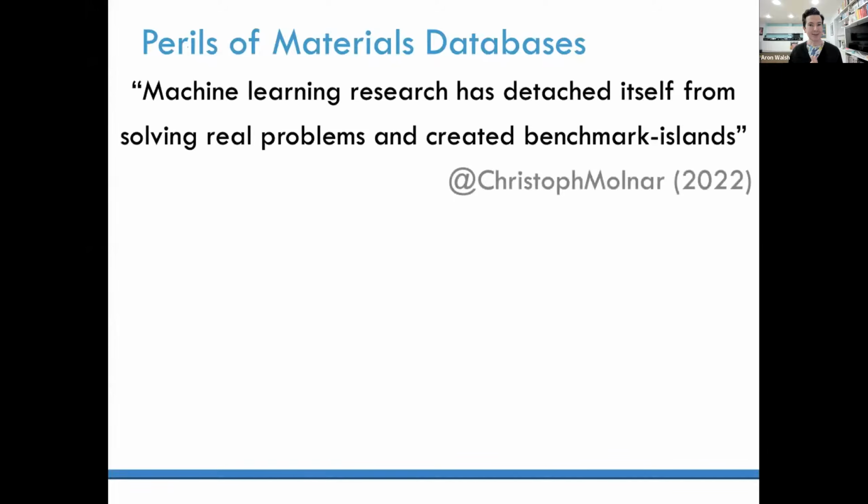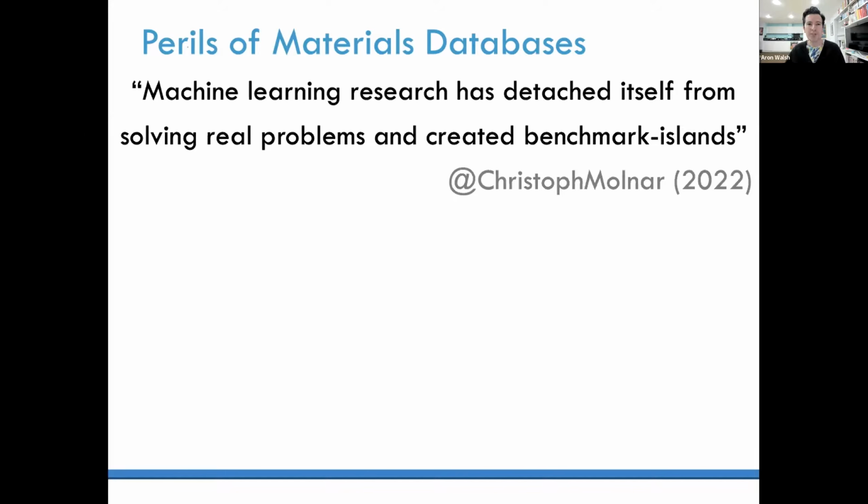But something else actually caught my interest recently. Some of you may have read the book from Christoph Molnar. He wrote a very nice open source textbook on interpretable machine learning, so the various approaches that you can use to open up black box models in different ways. And he posted this recently.